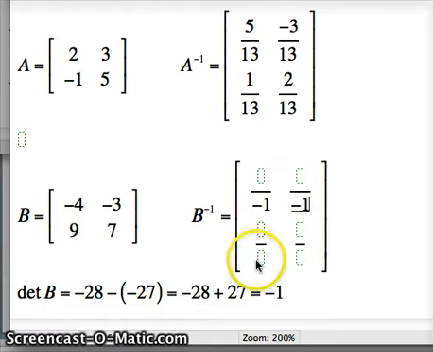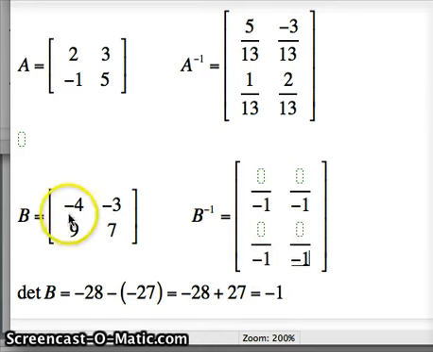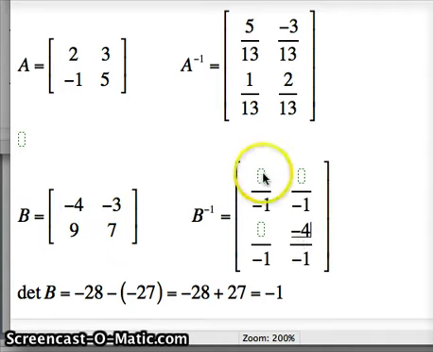The determinant goes in the denominator for each element of the inverse. Now switch the main diagonal. Negative 4 and 7 change places. So negative 4 is up here, it moves down here to negative 4. 7 moves up here. And then on the off diagonal we change the signs. So negative 3 becomes positive 3 and 9 becomes negative 9.